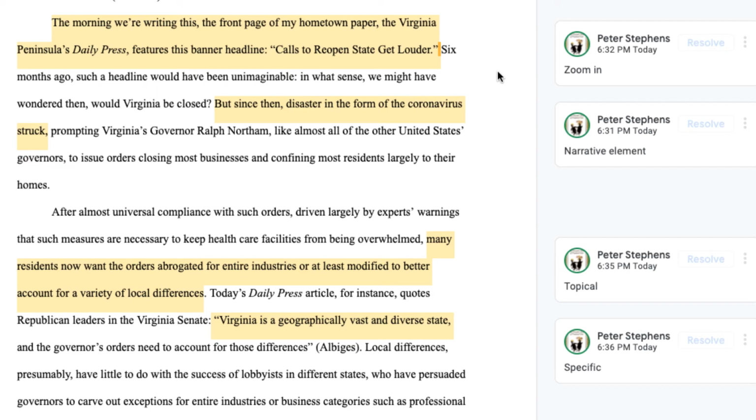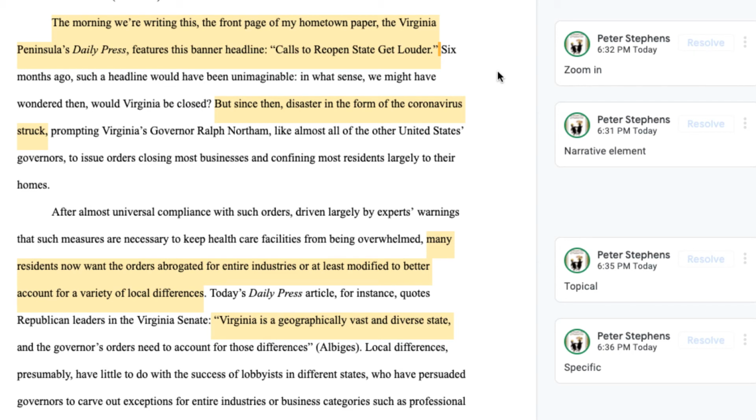6 months ago, such a headline would have been unimaginable. In what sense, we might have wondered then, would Virginia be closed? But since then, disaster in the form of the coronavirus struck, prompting Virginia's Governor Ralph Northam, like almost all of the other United States' governors, to issue orders closing most businesses and confining most residents largely to their homes.